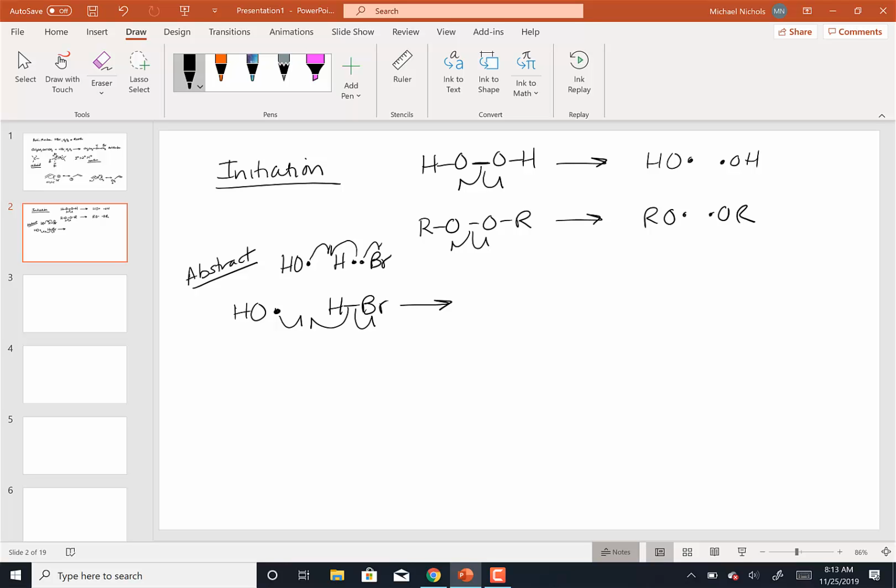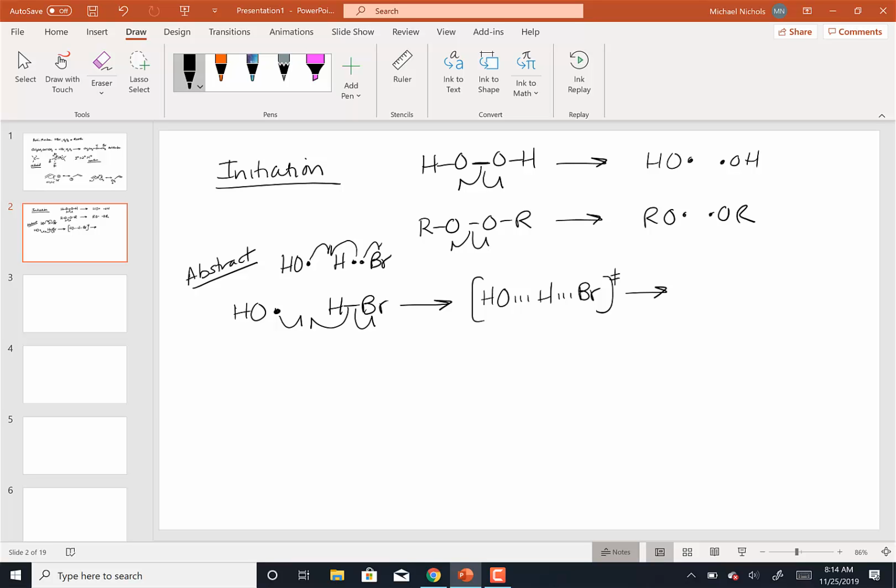Now, what would the transition state look like? Transition states for free radical reactions have no charges, because I have not written a charge at all, nor will I. So what bond am I forming? I'm forming the OH bond. What bond am I breaking? I'm breaking the HBr bond. So there's my transition state. There are no charges to work with. It's just about what bonds I am making and what bonds I am breaking.